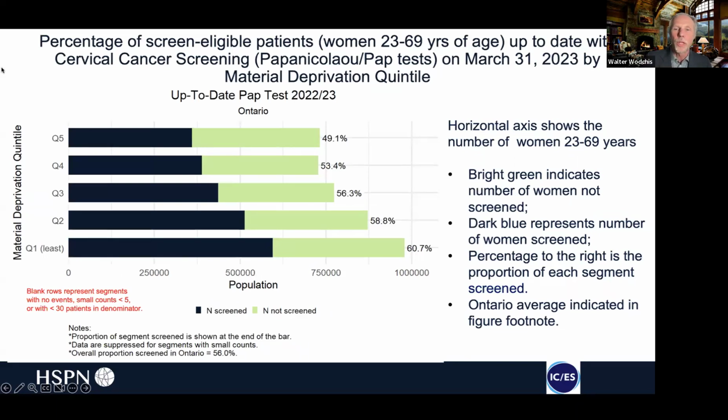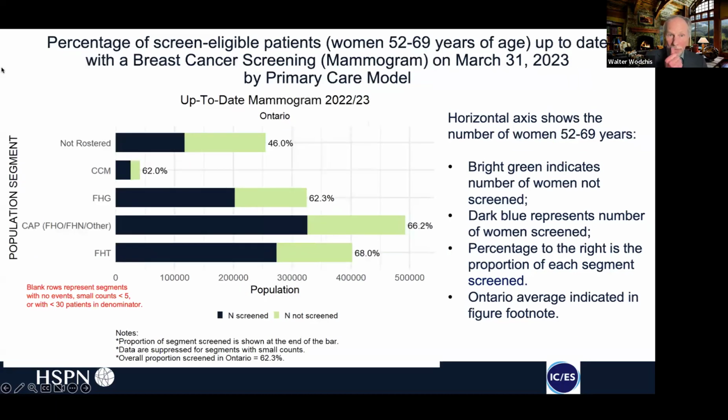So here's one where we're looking at cancer screening by material deprivation. And here we'd like to see high numbers. And here we see that actually the people with the least deprivation are the most likely to be up to date on their cervical cancer screening. And those people in the lower areas of socioeconomic status or higher deprivation have much lower rates of screening.